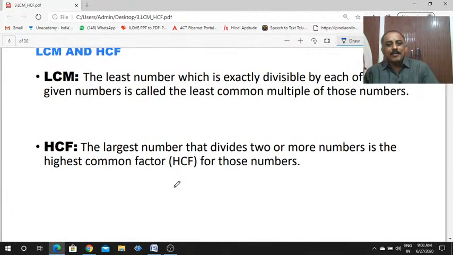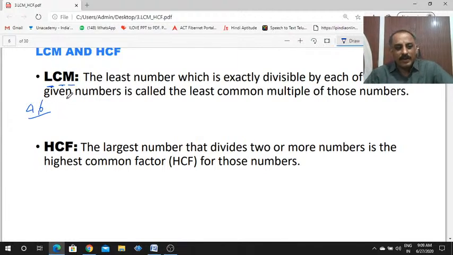Now what is LCM? LCM, its abbreviation is least common multiple. What is the meaning of LCM? Its abbreviation is least common multiple. For example, what is the LCM of 4 and 6?